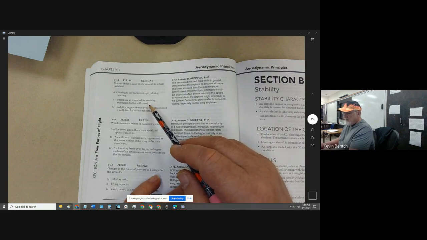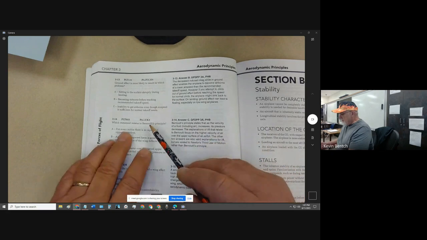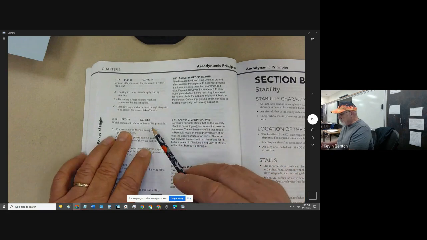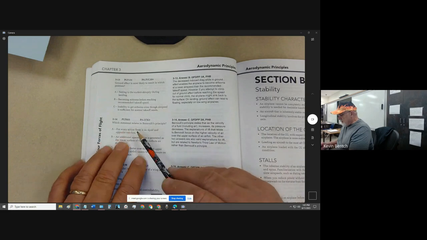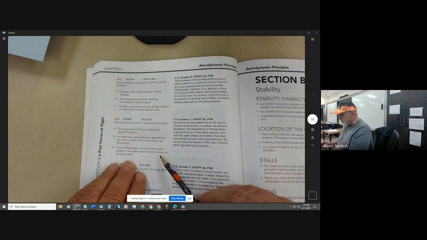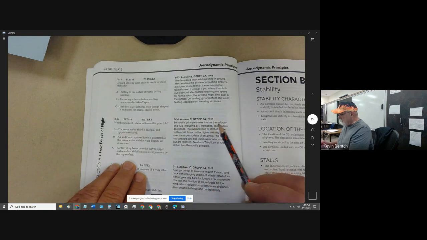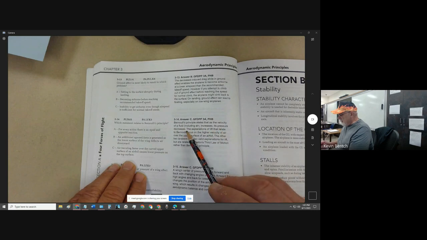You want to make sure you don't try to fly the plane until it is at flying speed, which is 75 or 80, and then pitch for whatever we pitch for, 85 or something like that. Okay, 3-14, which statement relates to Bernoulli's principle? The answer is C, air traveling faster over the curved upper surface of an airfoil causes lower pressure on the top surface. Bernoulli's principle states that as the velocity of a fluid, including air, increases, its pressure decreases.